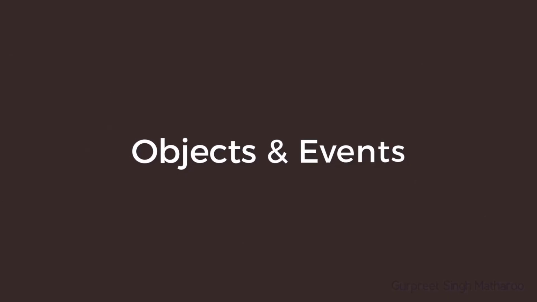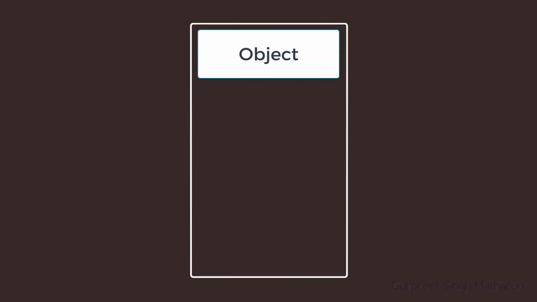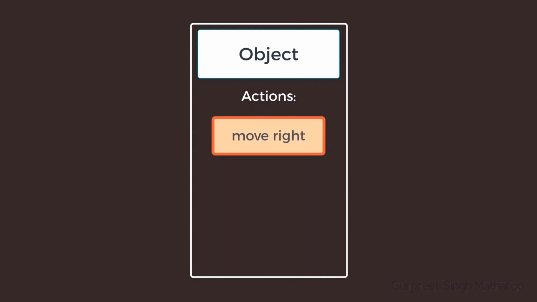Hey there, in this lecture you will learn about objects and events. In the previous lecture, I told you that objects could be programmed to do certain things. So now let me tell you how that is done. Let's say we have an object. You can add actions inside that object to make it do certain things. For example, you can add an action to make the object move to the right. So using an action, you're telling your object to move.